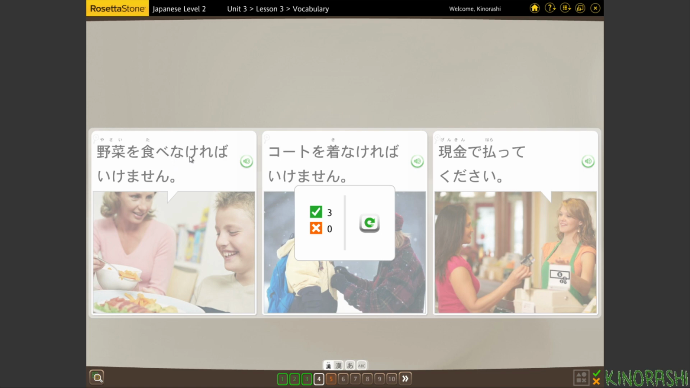So this uses the same nake to make it negative, and then the reba that you see on the end are both positive and negative conditional statements.